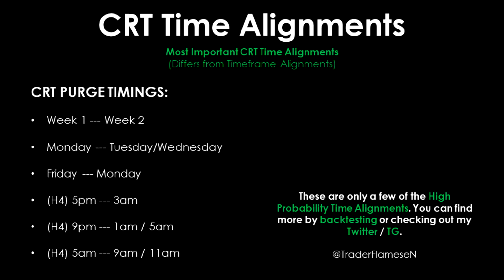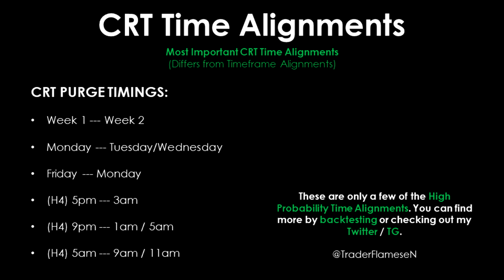the CRT. For example, if the CRT is formed in week 1 of the month, you wait for the high probability purge to occur in week 2. Similarly, if the CRT is formed on Monday, you wait for the purge on Tuesday or Wednesday. If you're using the 5 p.m. or 9 p.m. CRT, the high probability purge occurs at 3 a.m. and so on. There are other examples as well, which I have covered on Twitter.